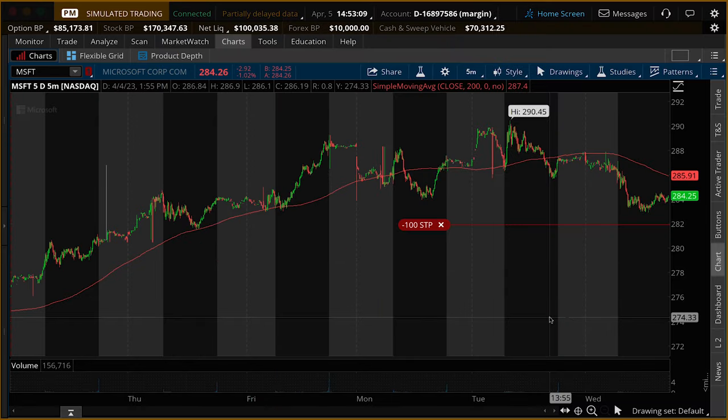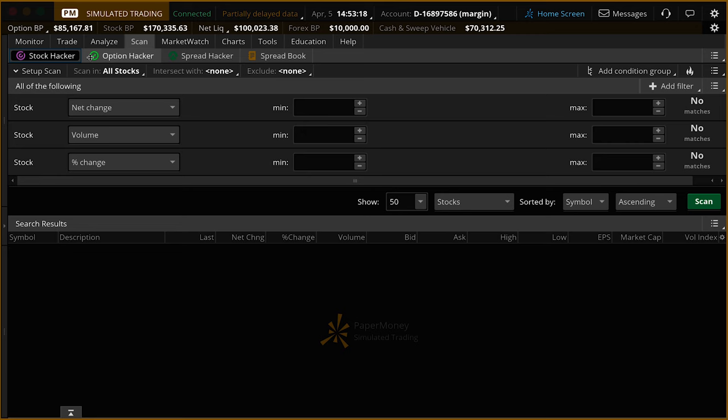Now one more feature I'd like to show you is the scan tab, which lets you look for stocks based on specific criteria that you're looking for. Now we'll come up here and go to the scan tab, and we're gonna go to the stock hacker sub tab. Now what you might notice is there's three filters here by default.